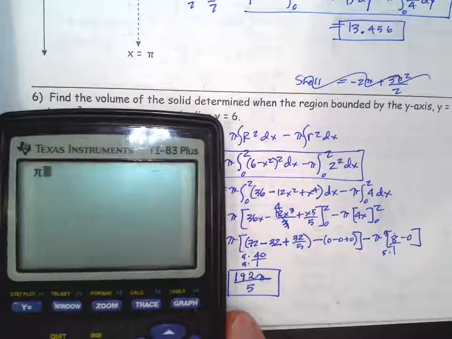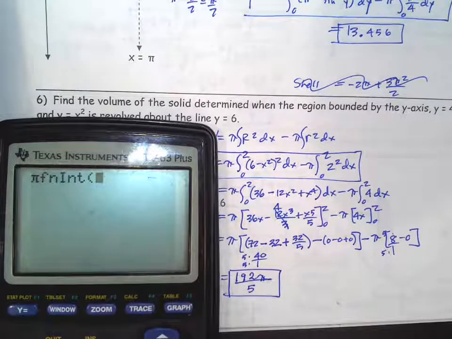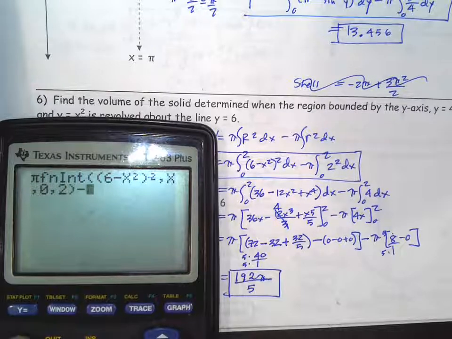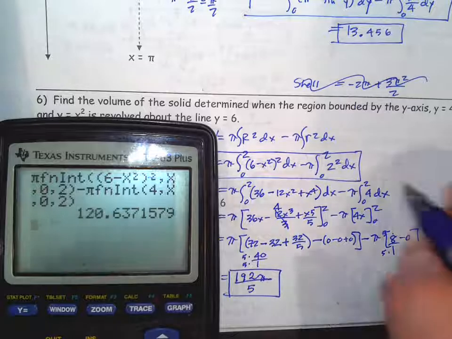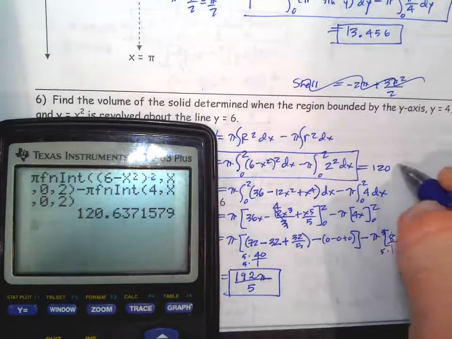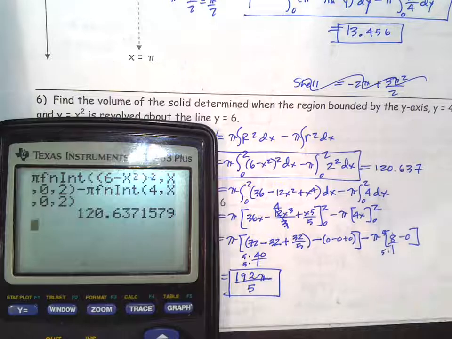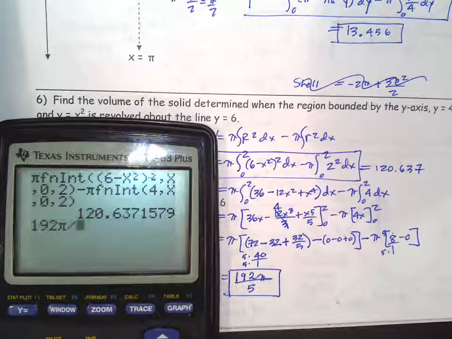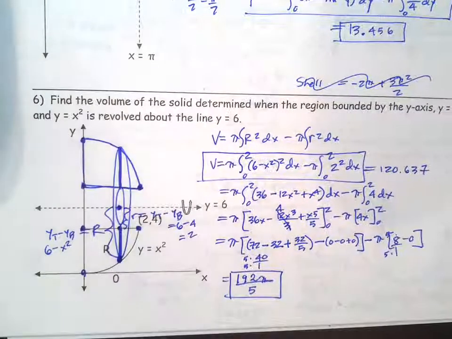Pi, math 9, parentheses 6 minus x squared, close parentheses squared, comma x, comma 0, comma 2, minus pi, math 9, 4, comma x, comma 0, comma 2, and we get 120.637. 192 pi over 5 is 120.637. Perfect.